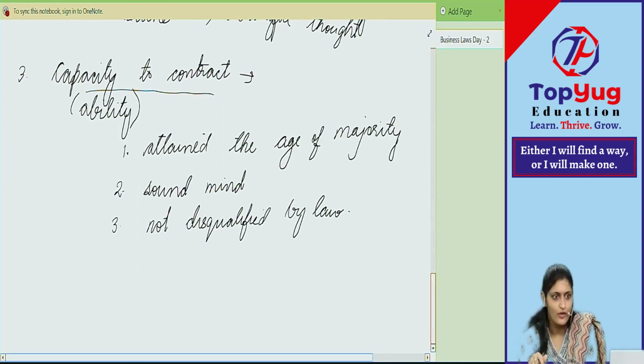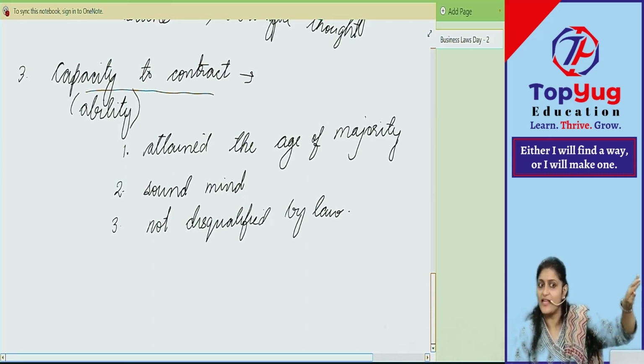So actually whenever we are going to discuss this, we are going to discuss who are minors, who are unsound mind people, and who are disqualified by law. Apart from those, rest all are qualified. Rest all have capacity. But the list we are going to see, they are having no capacity. Okay.